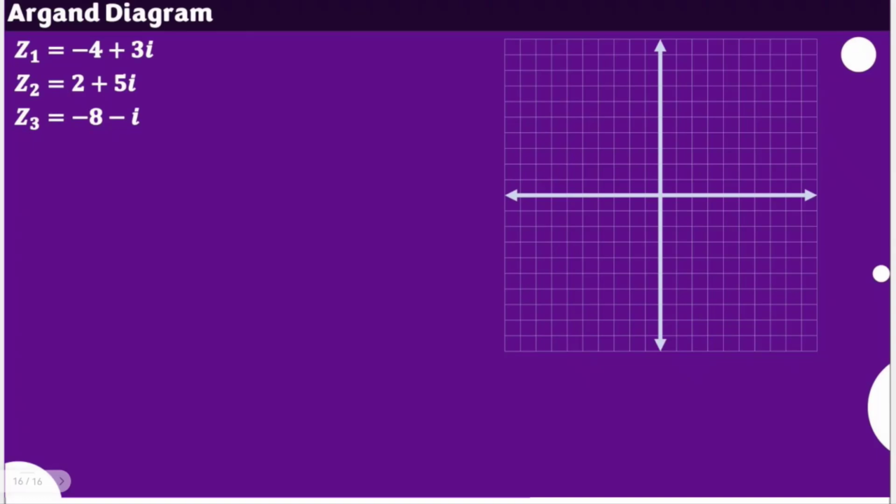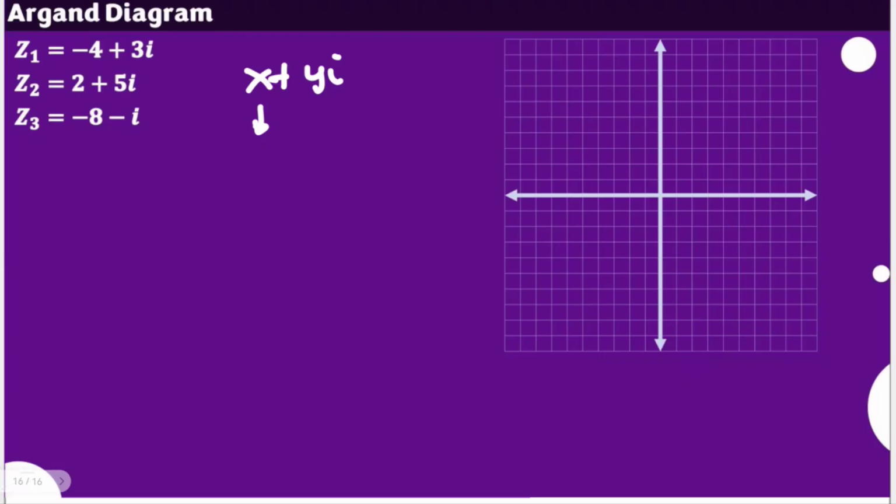To illustrate further complex numbers, let's introduce the Argand diagram, also known as the complex plane. Now, our complex numbers can be considered as a point on the said complex plane or Argand diagram.